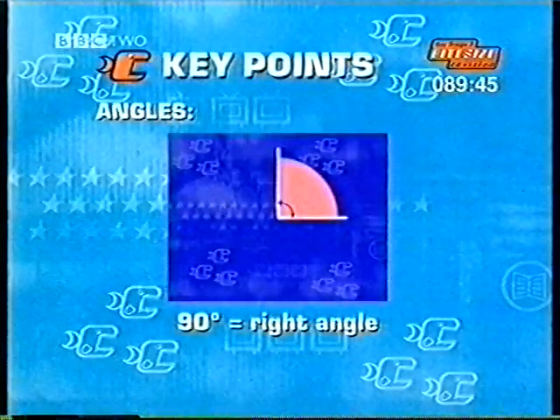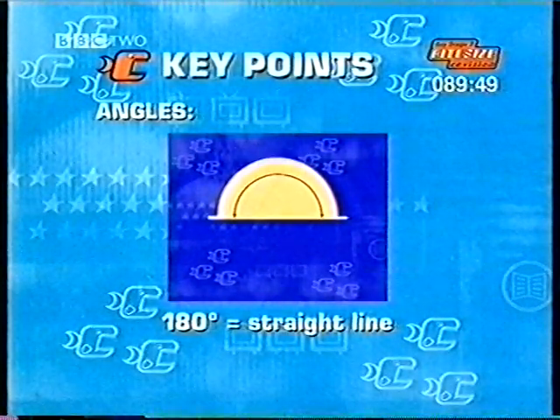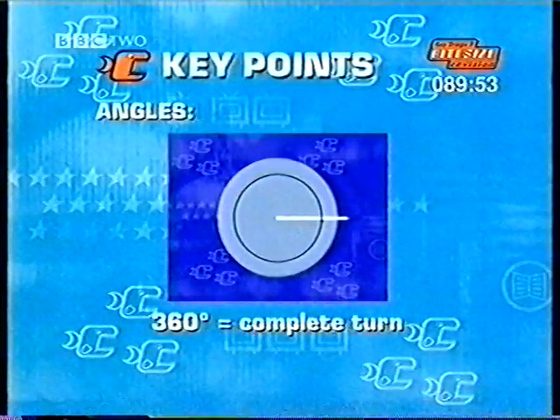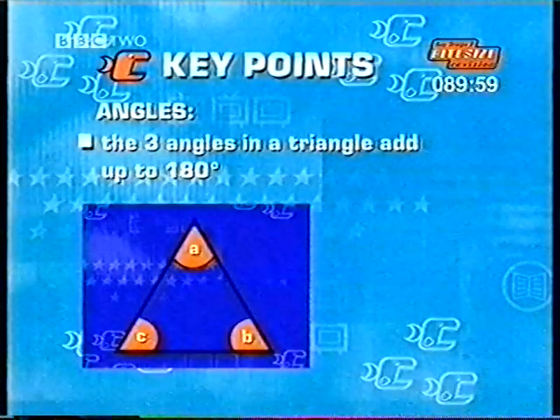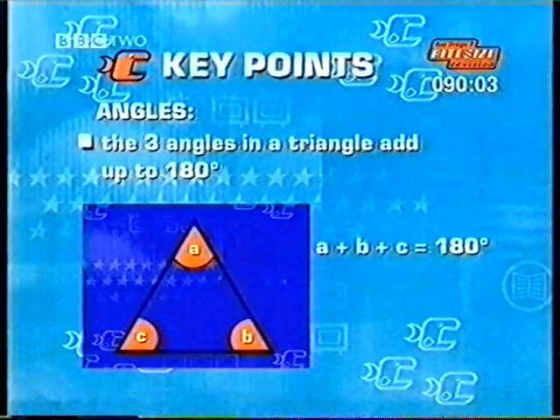There are 90 degrees in a right angle. There are 180 degrees on a straight line. And there are 360 degrees in a complete turn. The angles in a triangle total 180 degrees, so angles A, B and C come to 180 degrees.